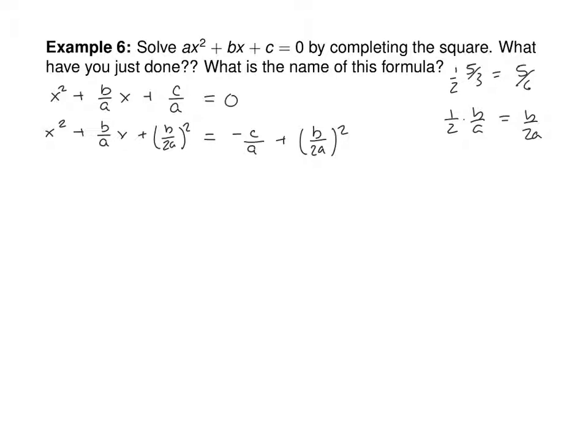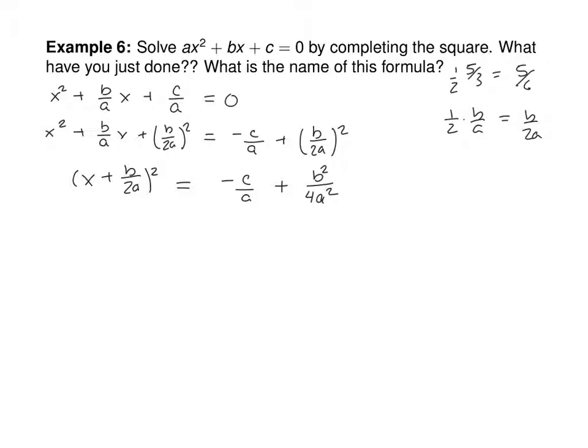Okay, now how does the left side factor? X plus b over 2a, the whole thing squared, equals negative c over a, plus, when I square the b over 2a, what do I get? B squared over 4a squared. Do you guys agree with that? Okay.